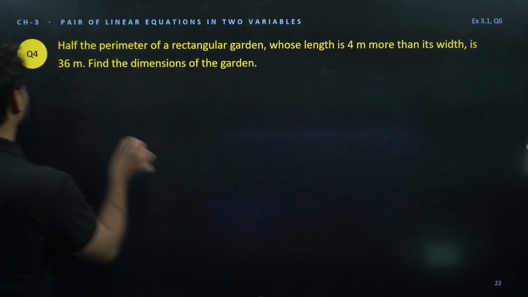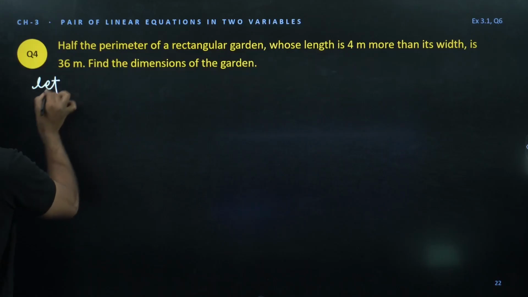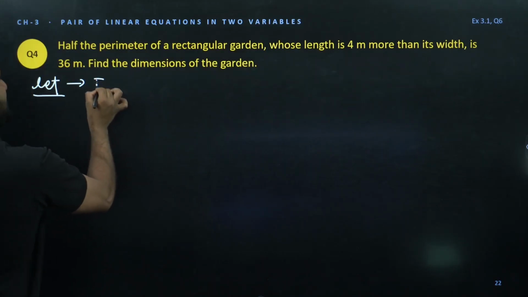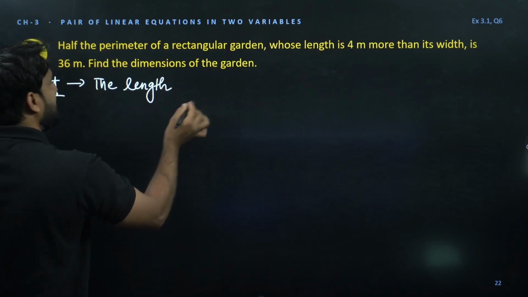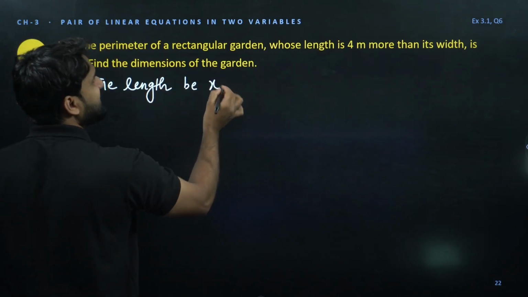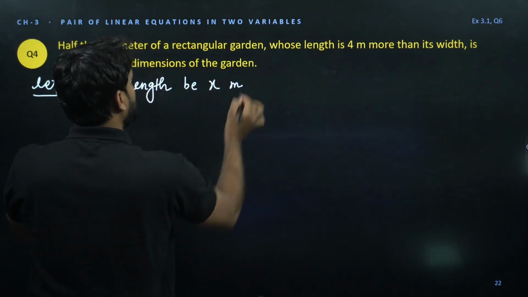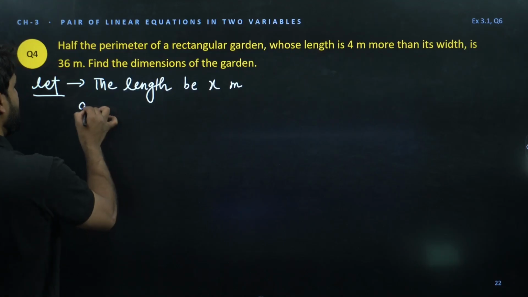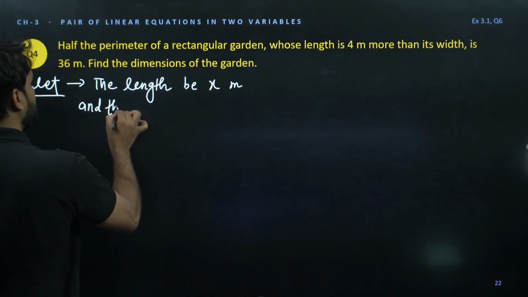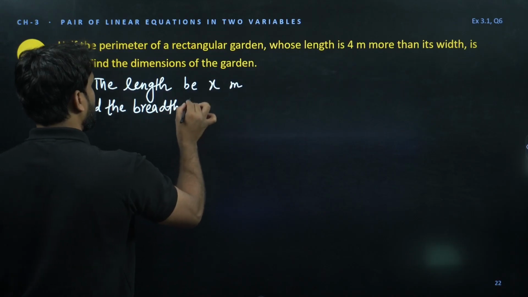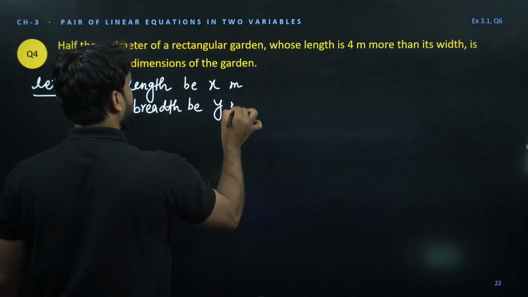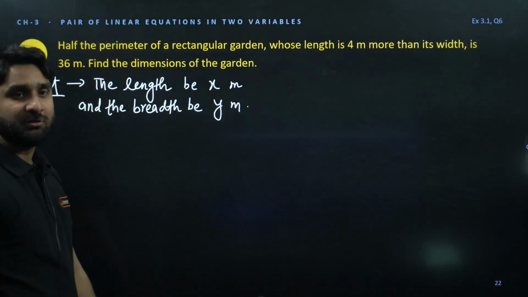So let the values. Let the length be, dimension means length and breadth. Let the length be what? x, and everything is in meter, so please make sure to write unit also. x meter. And the breadth be y meter. So we have assumed length and breadth.